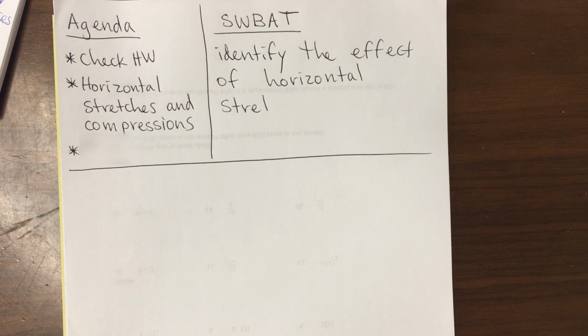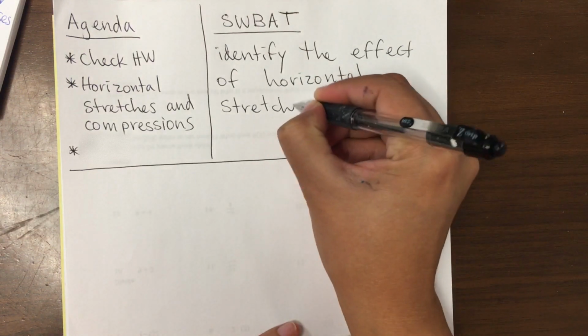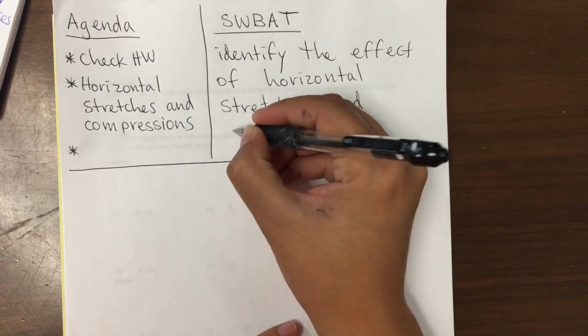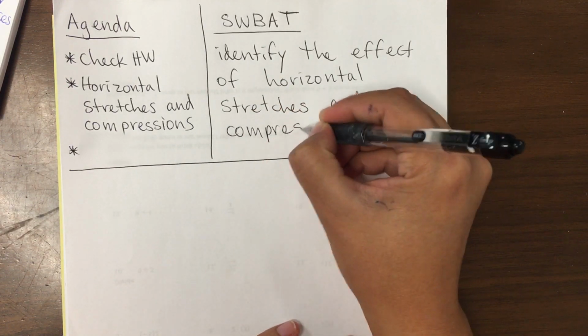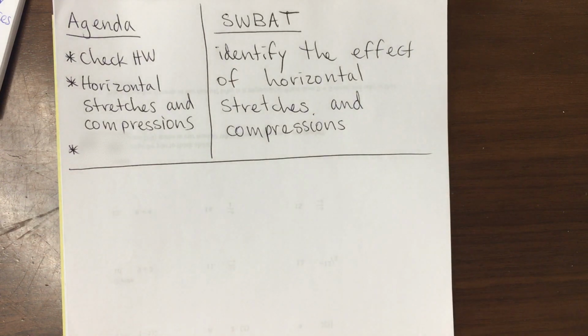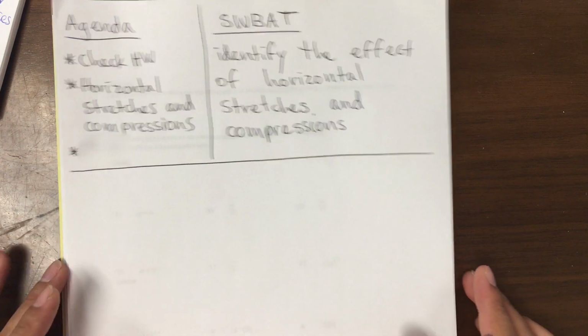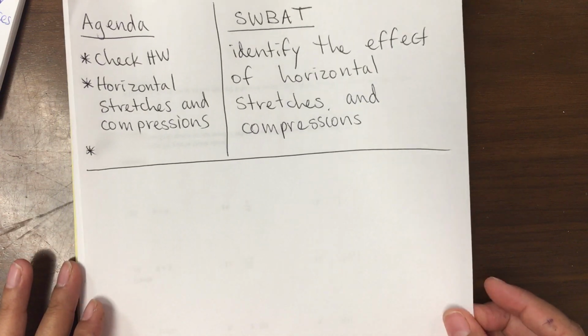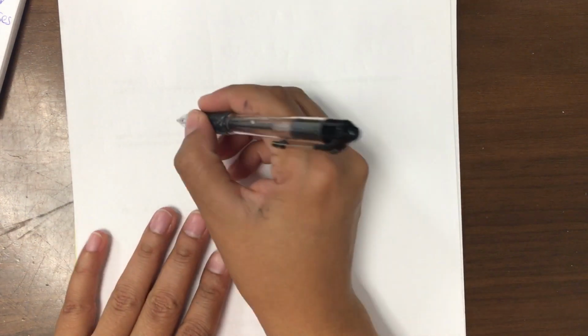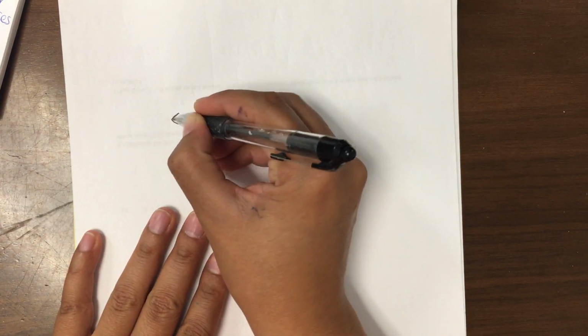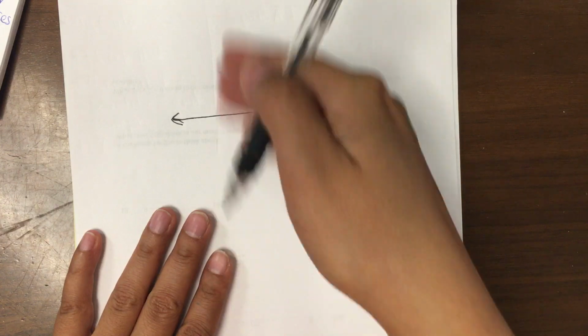Today students will be able to identify the effect of horizontal stretches and compressions. So this is a concept that is similar to the one from before, 7.4, but I want you to know that horizontal means from side to side, okay? Horizontal. Last was vertical stretches and compressions, now it's horizontal stretches and compressions.